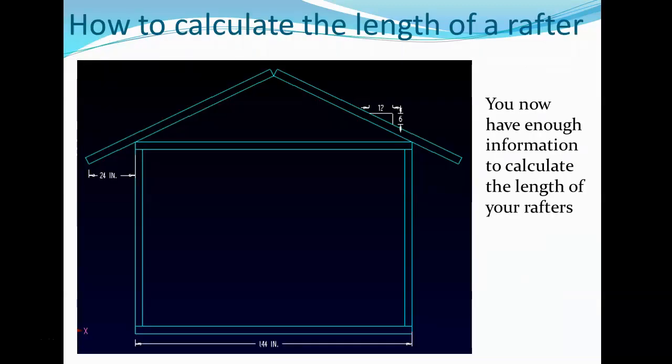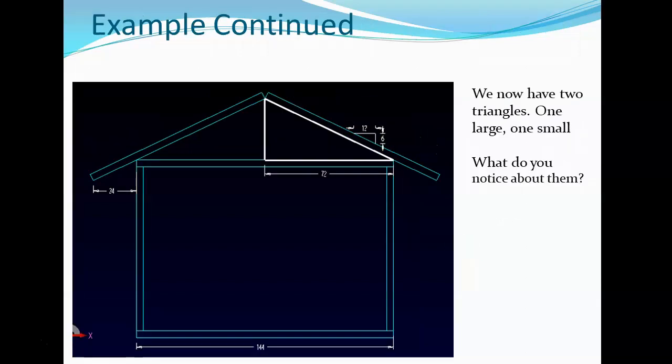How to calculate the length of a rafter. Look at this for a second. Do you realize you have enough information to figure out what the length of that rafter is? Well, first thing we do is I'm coming down here, creating a triangle. This is exactly half the length there. That's how I got the 72, it's just half of 144. This is the pitch. And I created a little triangle, up 6/12, and then you can connect the lines.